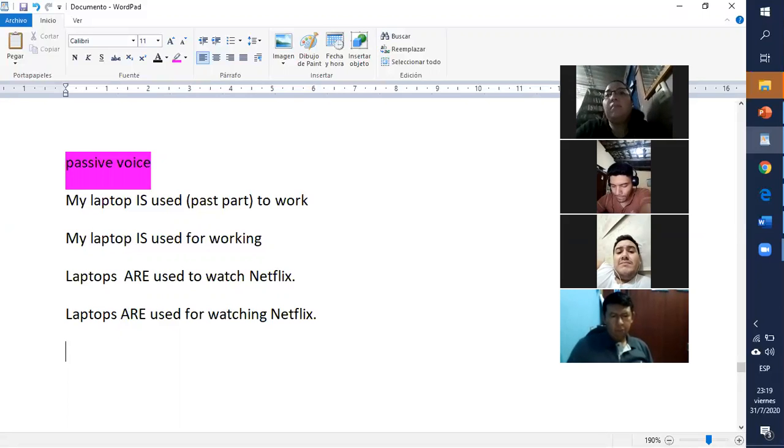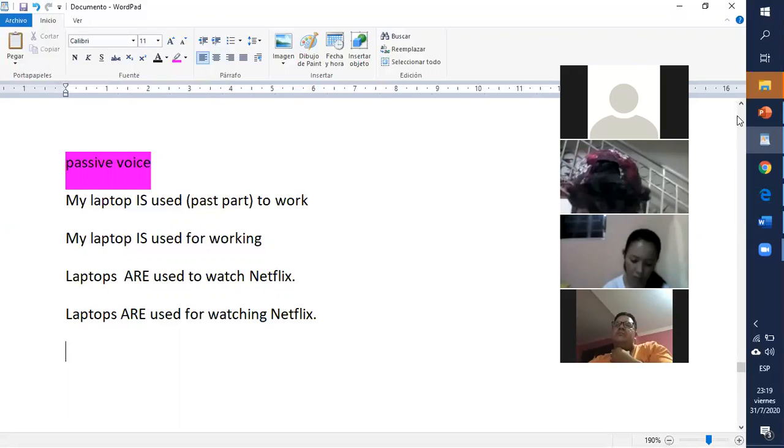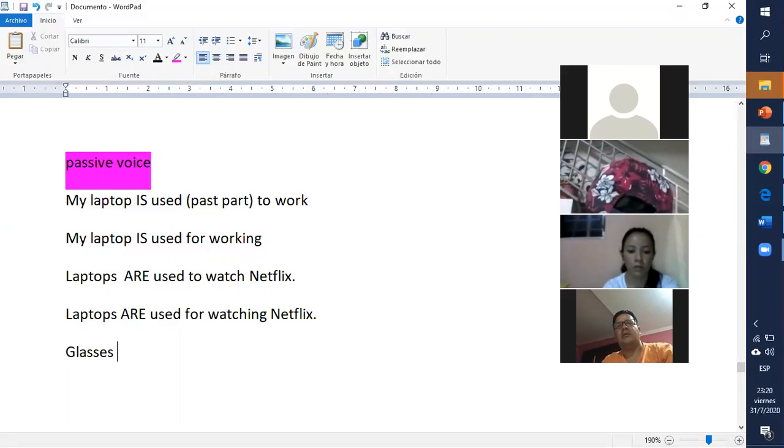Let me show you one. And this, what is this, guys? They're dirty, sorry, but yeah. What are these? Glasses. Glasses, okay. We're gonna start the sentence with the object. This is a passive. So glasses are using, I wanna wear them. Used.